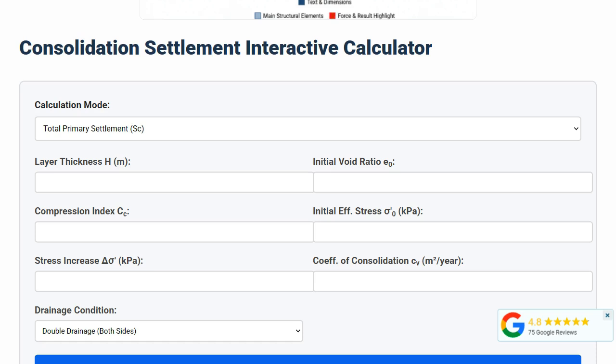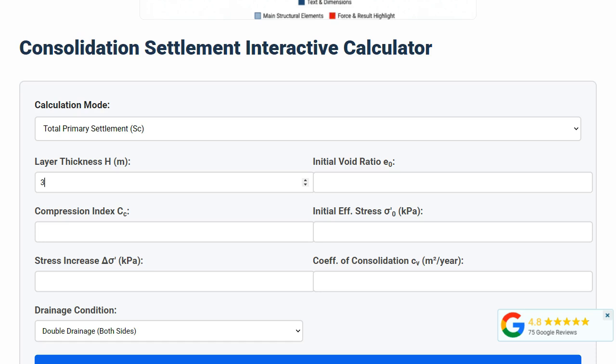To use this calculator, you'll need to enter several soil parameters. Start by inputting the clay layer thickness in meters, then enter the initial void ratio, which represents the soil's current porosity. Next, input the compression index, a measure of how compressible the soil is. You'll also need the initial effective stress and the final effective stress after loading, both in kilopascals. Finally, enter the coefficient of consolidation to determine settlement timing.